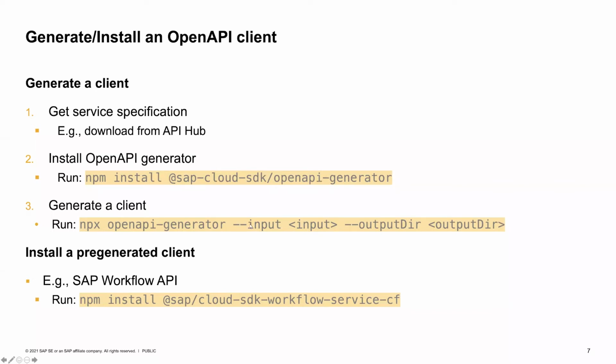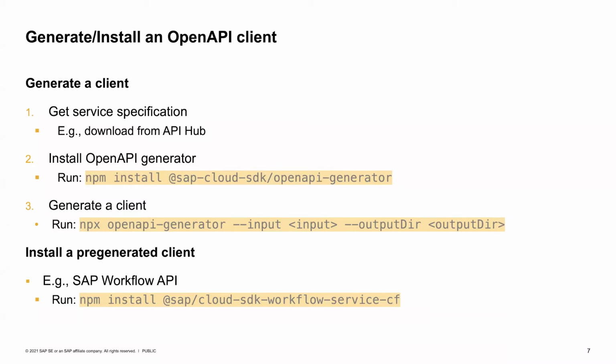So you have to provide either a directory or a file that contains specifications. So you can do this for one specification or a directory with multiple specifications, and an output directory where the clients will be generated to. Once you have generated, so these are the steps that you need for generating your own client.